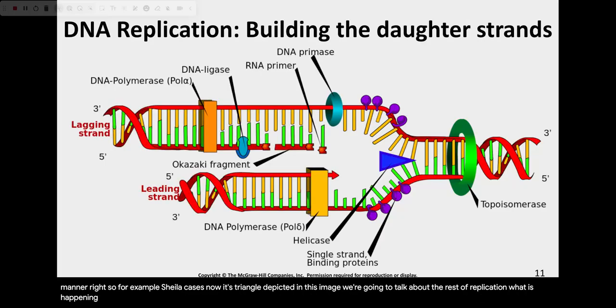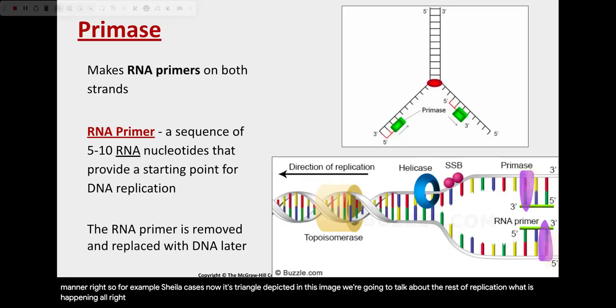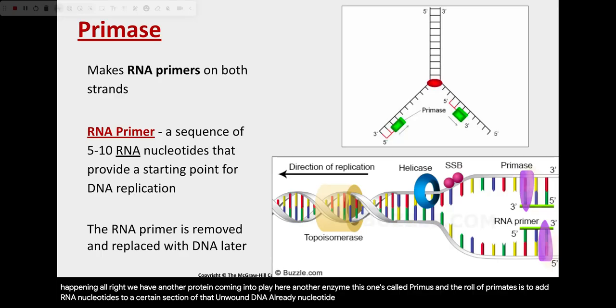What is happening? All right. We have another protein coming into play here, another enzyme. This one's called primase. Right? And the role of primase is to add RNA nucleotides to a certain section of that unwound DNA. Right? So it's adding RNA nucleotides. And that sequence of RNA nucleotides is pretty short. It's about 5 to 10 nucleotides. And we call that section of RNA nucleotides the primer.